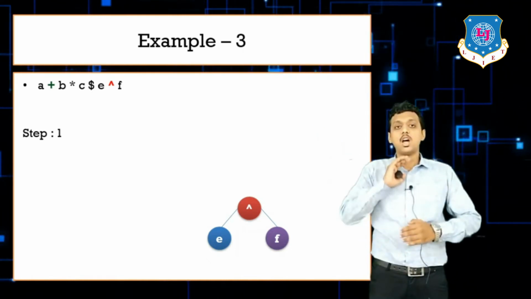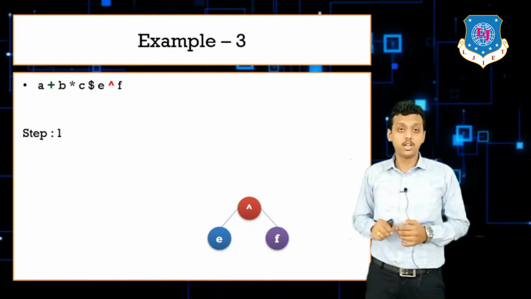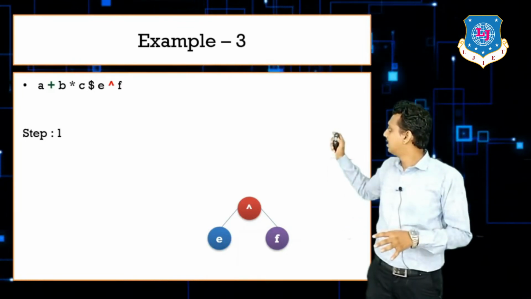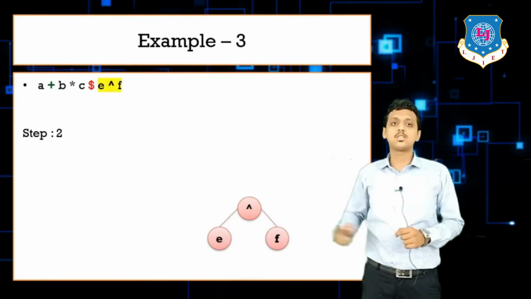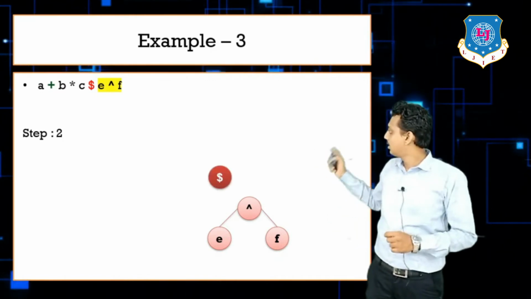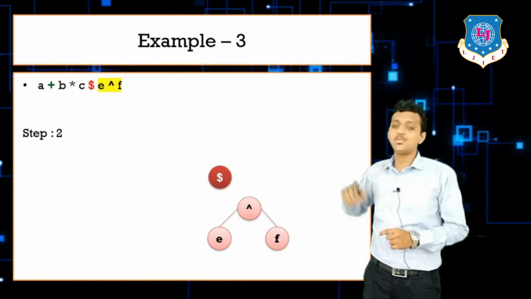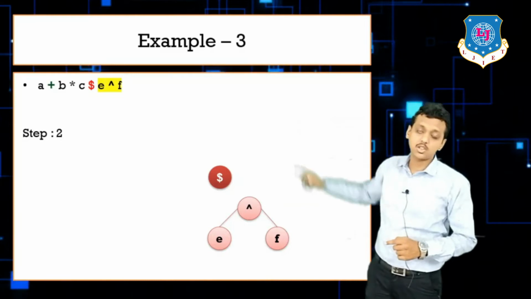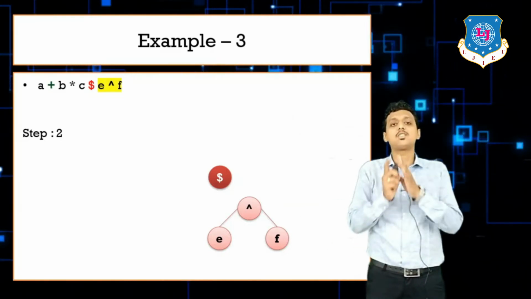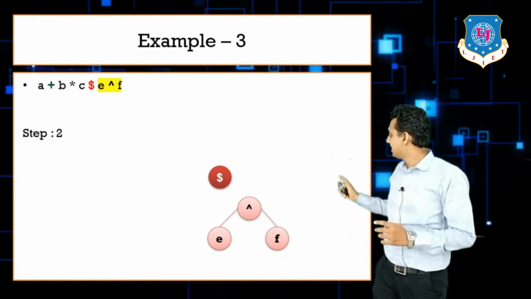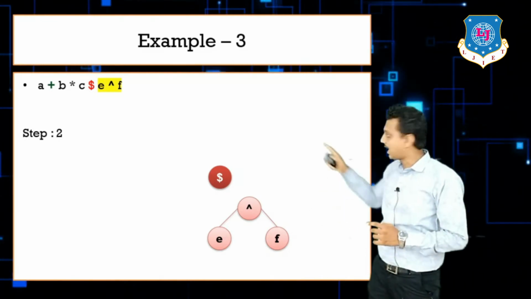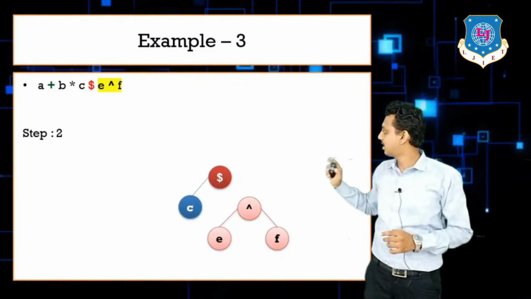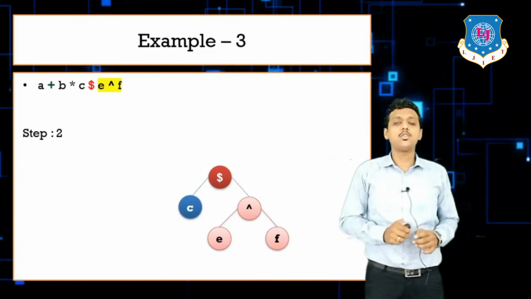Now after solving caret, what we need to solve? That is dollar. Students, what I need to do is first draw a dollar over here. On the left side of the dollar we have C, and on the right side of the dollar, check the expression, we have E caret F, which is already a solved term. So E caret F becomes the right child of dollar and C becomes the left side of dollar.